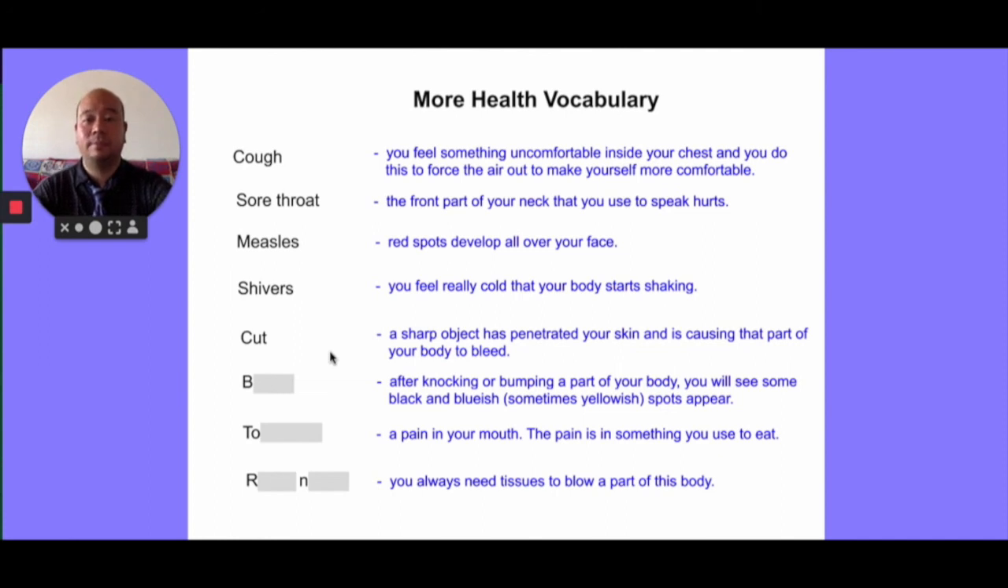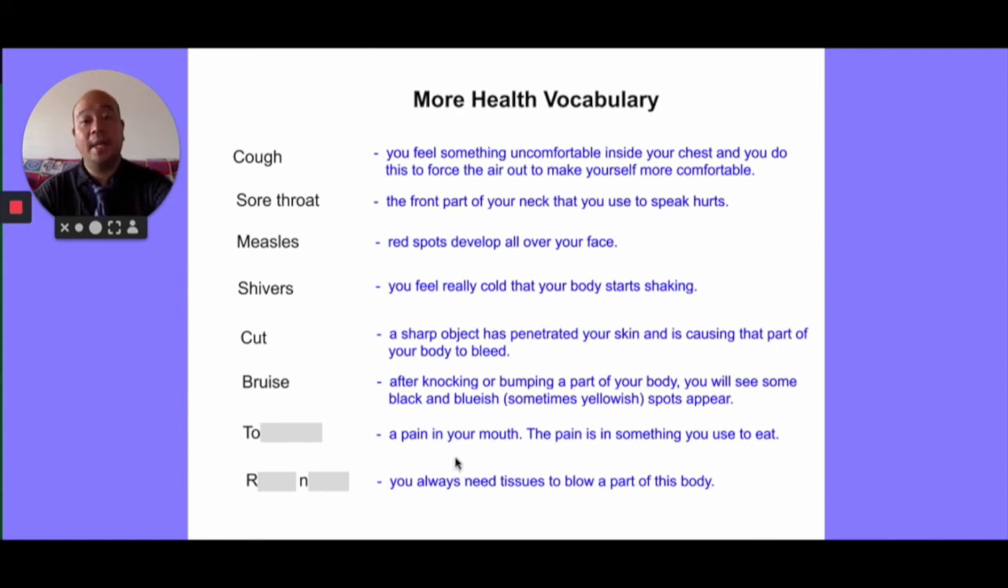The next one, after knocking or bumping a part of your body, you will see some black and bluish, sometimes yellowish spots appear. And this is what we call a bruise. Okay, sometimes if you play some sports that need physical contact, like football, for example, you're always bumping into other people. Sometimes you're falling onto the ground. So after the game, you might find that you have a lot of bruises around your body. But normally, your bruises will disappear around about a week or so later.